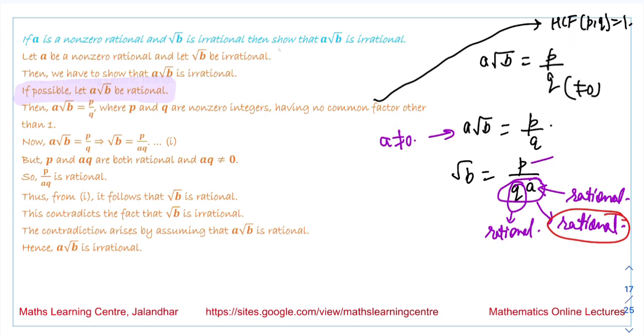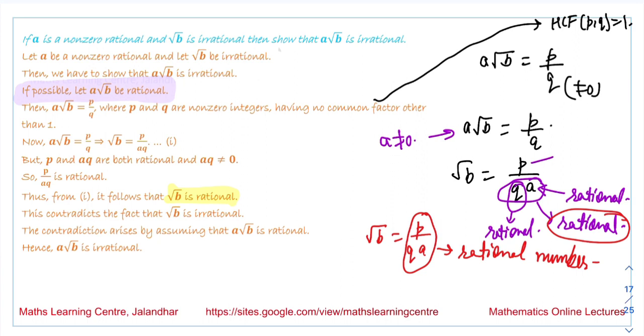So what we are saying is that root b is equal to p by q times a, and this means that if we write root b, this will become a rational number. What this implies is that root b is rational, but it is given to us that root b is irrational. So this creates a contradiction over here.